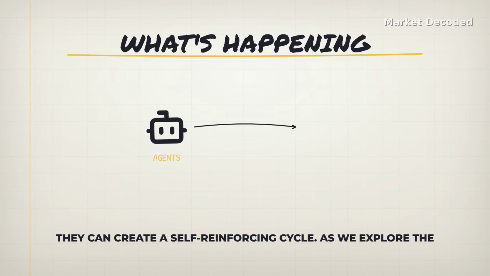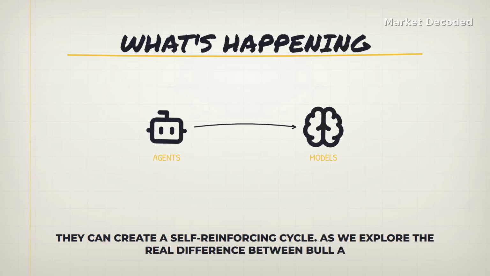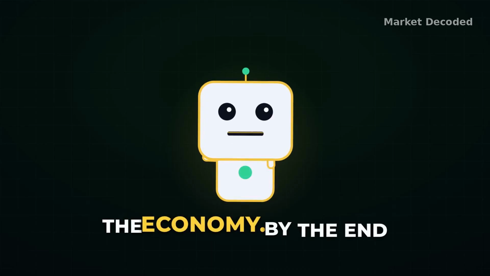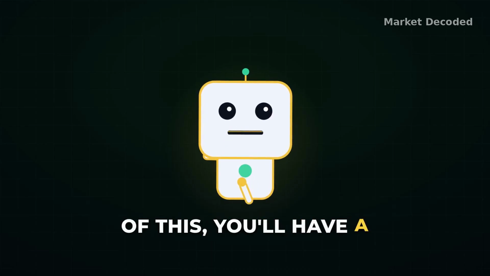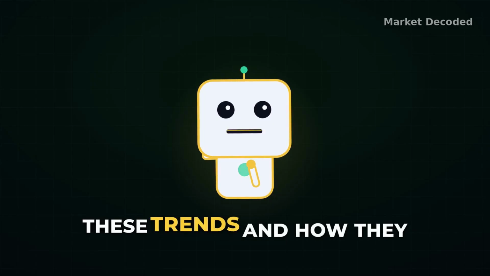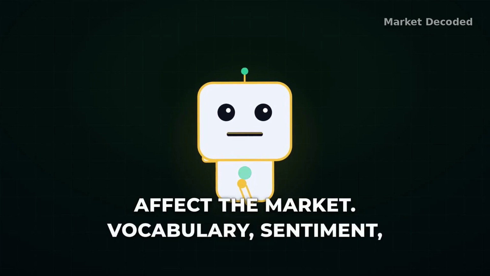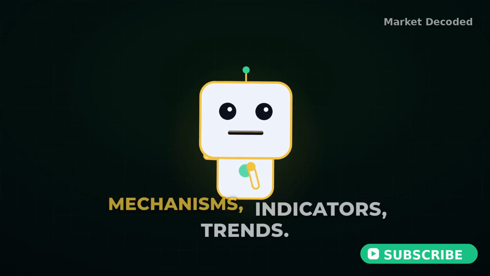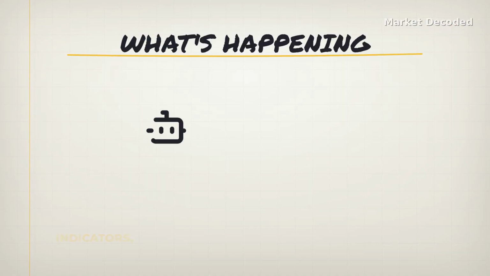As we explore the real difference between bull and bear markets, we'll dive deeper into these mechanisms and how they impact the economy. By the end of this, you'll have a clear understanding of what drives these trends and how they affect the market. Vocabulary: sentiment, mechanisms, indicators, trends.